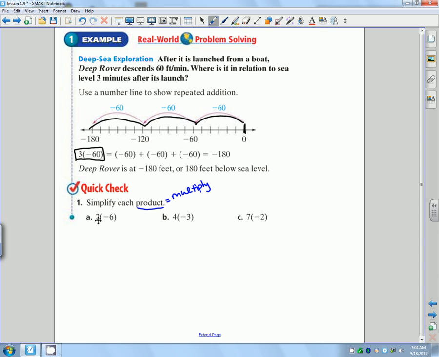All right, 2 times negative 6 is negative 12. Remember the rule that a negative times a positive is a negative. 4 times negative 3 is negative 12 also. And 7 times negative 2 is negative 14. Pretty simple.